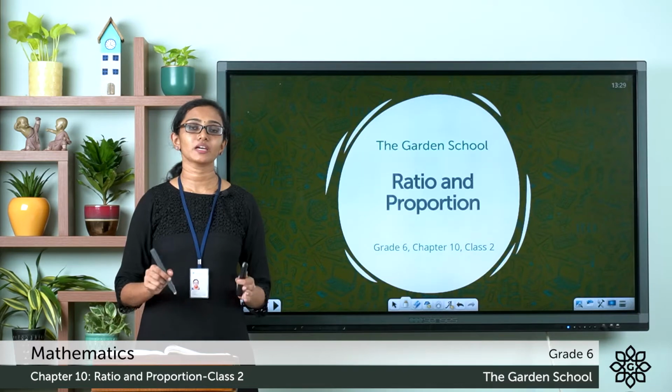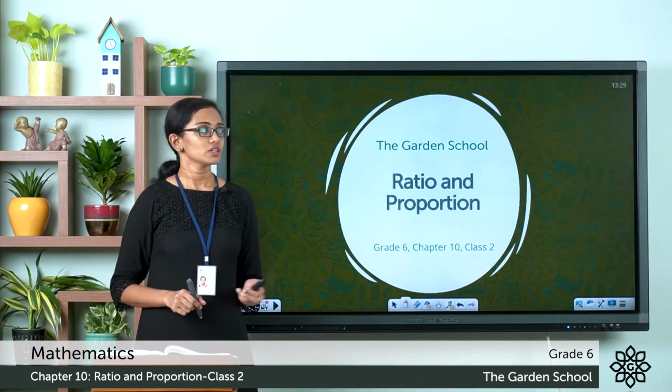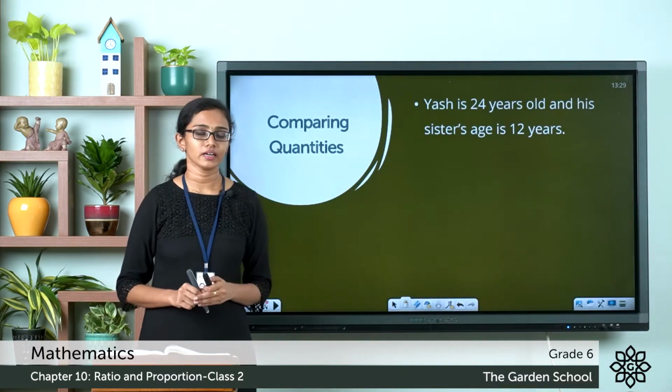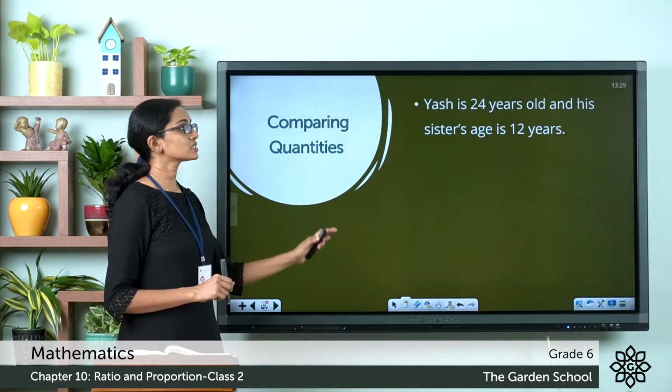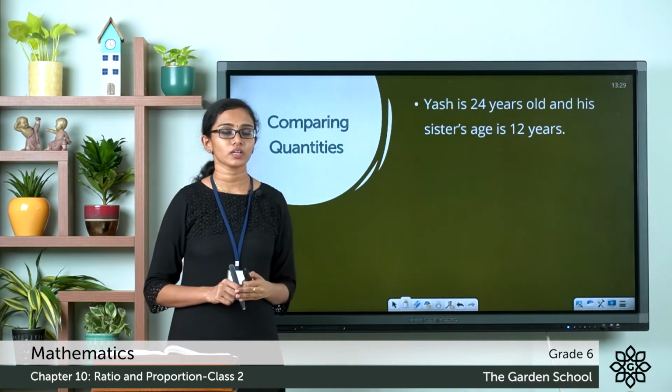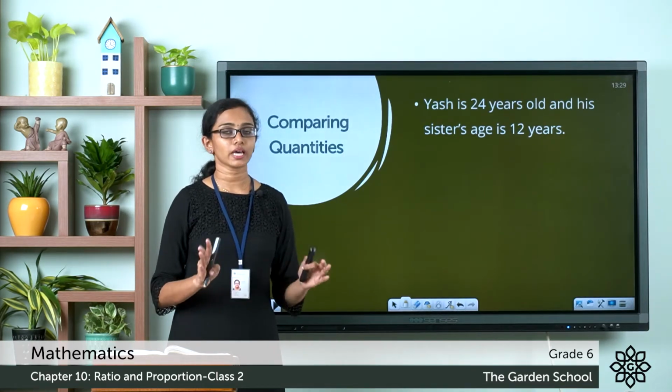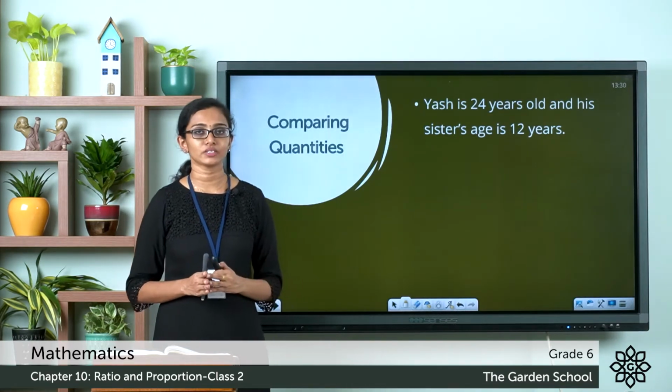Let's learn more about ratios today. So have a look at the statement given here. Yash is 24 years old and his sister's age is 12 years. Now let's make a comparison of their ages. How can we compare their ages?